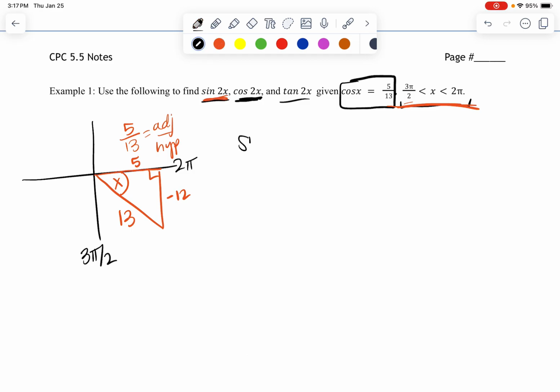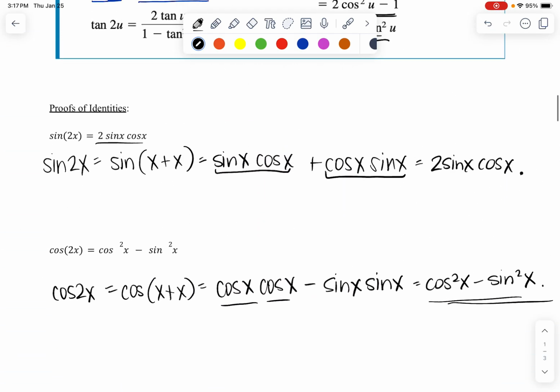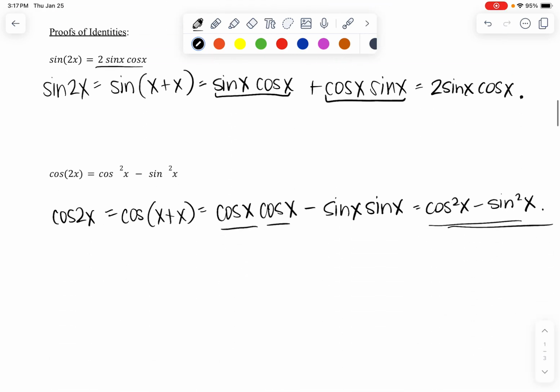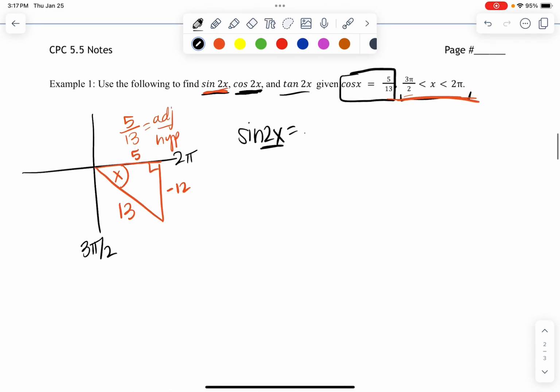So sine of 2x. Because it's sine of 2x, I have to use the formula. It's a double angle, and so I'm going to go up here on the front and use this angle. So the process is, if you have to find sine of 2u, write down the formula, 2 sine of u cosine of u. So do that first, 2 sine of x cosine of x. And then my next step is going to be look this up and plug it in. So any trig that you have in there, you can look it up and plug it in.